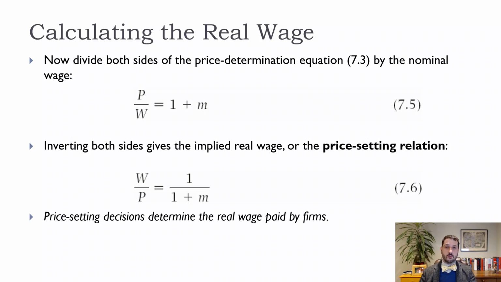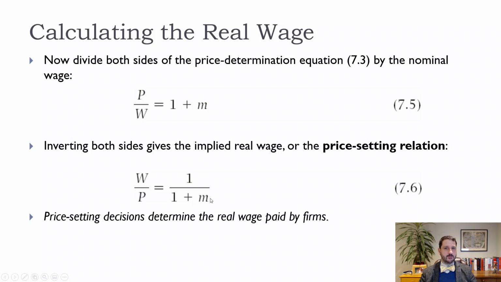So now remember, our price setting equation was that P is equal to 1 plus the markup times the wage. So all we do here in equation 7.5 is divide both sides by the wage, and we get price divided by wage is equal to 1 plus the markup. Now the problem here is that we've got the opposite of the real wage, right? We've got P over W instead of W over P. So what we need to do is just invert both sides, and then that gives us W over P. That is our real wage. And then we get 1 over 1 plus M.